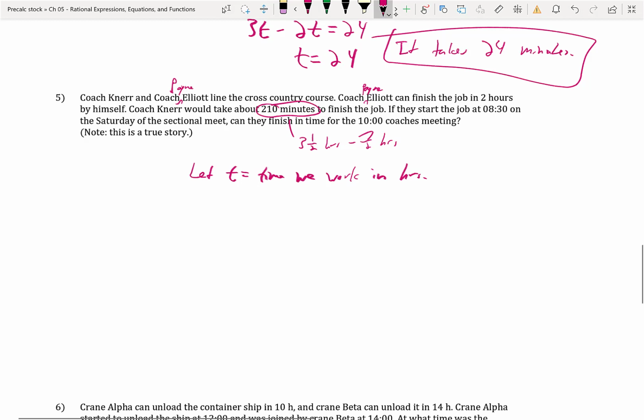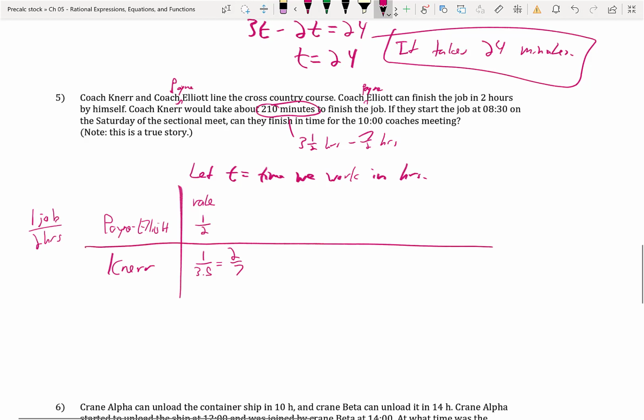In any case, we're going to do the same thing where I have Payne-Elliott. And my work rate is 1 job in 2 hours. That's 1 job for every 2 hours. That's also the same as a half a job per hour. So this is going to be my rate. Kinnear's rate is 1 job every 3.5 hours, which is 1 over 3.5. Or if I multiply the numerator and denominator by 2, that gives me 2/7. So that's 2 jobs every 7 hours, 1 job every 3.5 hours. And that's the rate.